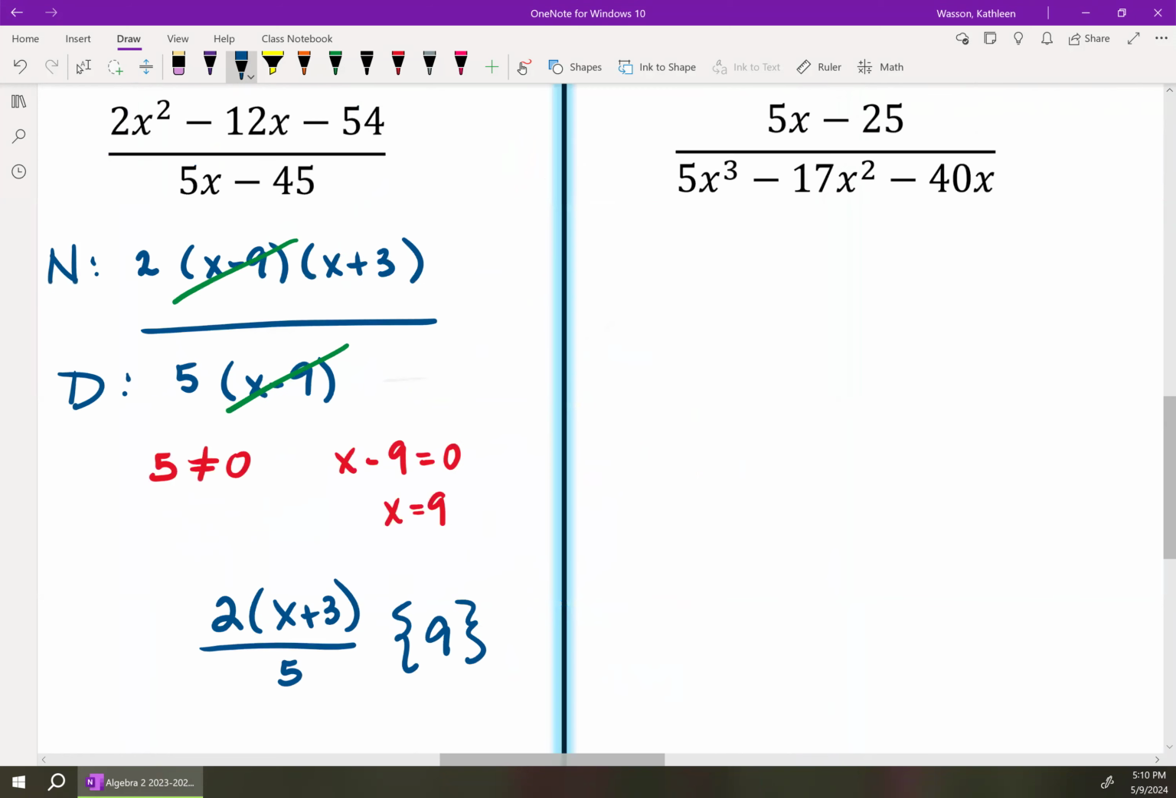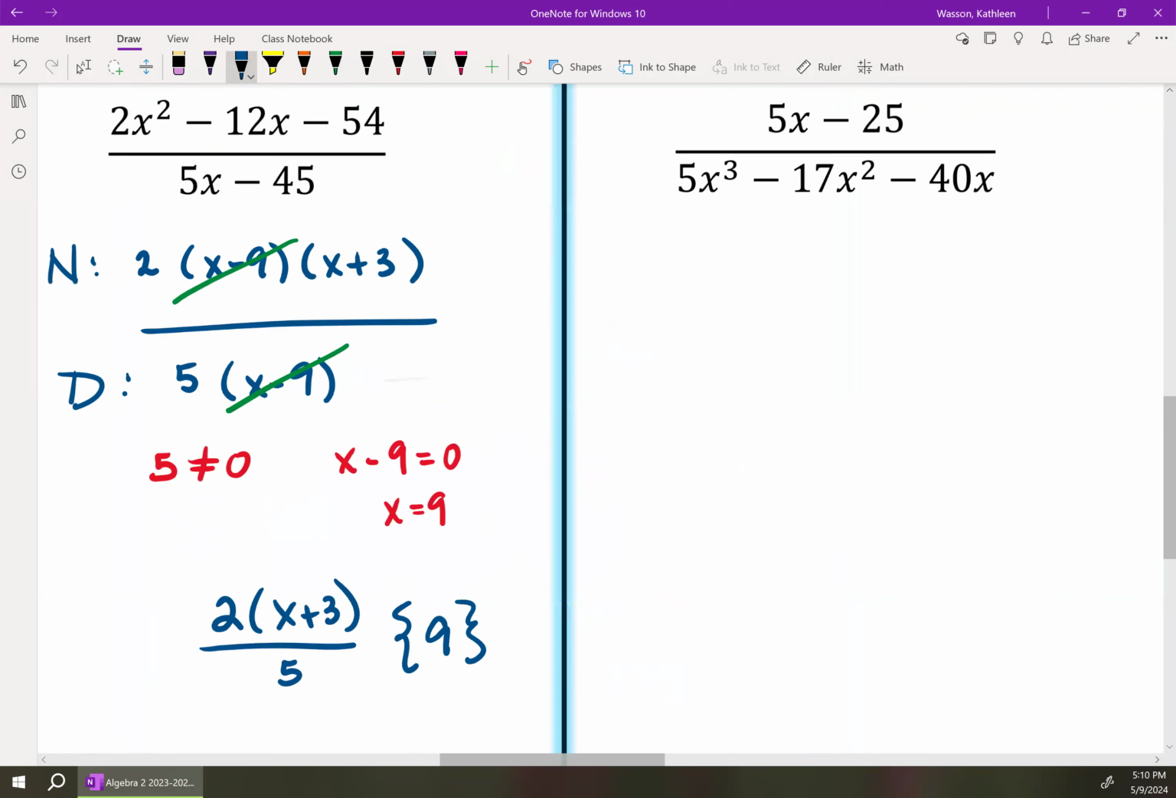I have one final problem. This will work the same as the other ones that we've done. So we already factored 5x minus 25. We already factored 5x cubed minus 17x squared minus 40x. So go ahead and reduce these and determine the excluded values.